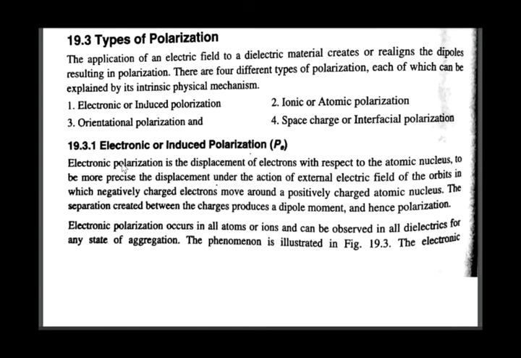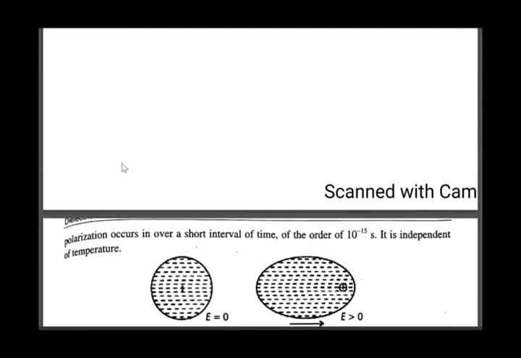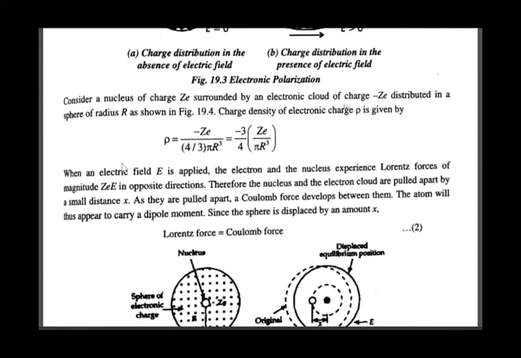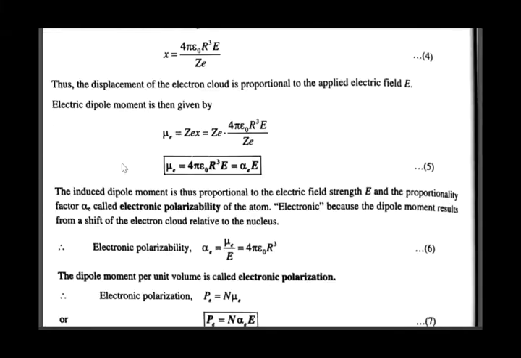electronic or induced polarization. Next, second one, let us move to ionic or atomic polarization. That is the second method.